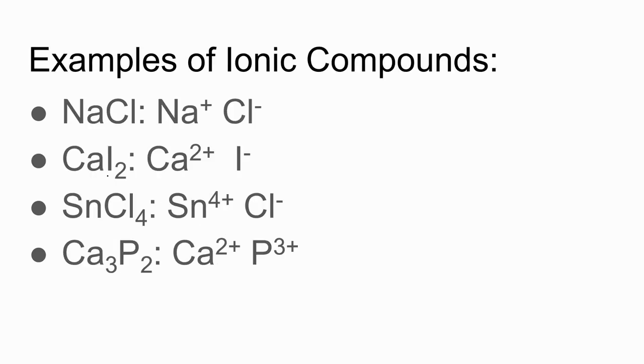Okay, so here are some examples of ionic compounds. So we've got sodium and chloride, calcium and iodine, tin and chlorine, calcium and phosphorus. So if we look at all of these, the first element is a metal, the second element is a non-metal. So that's how we're going to be able to tell. Is it an ionic compound? Is the first one a metal? Is the second one a non-metal? If that's true, then it's an ionic compound.